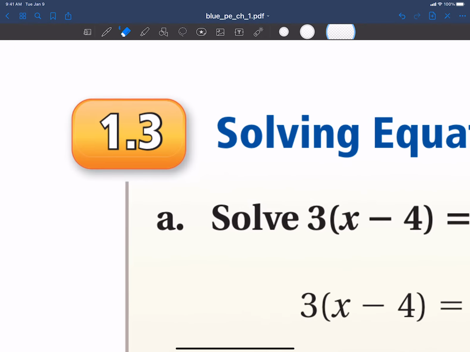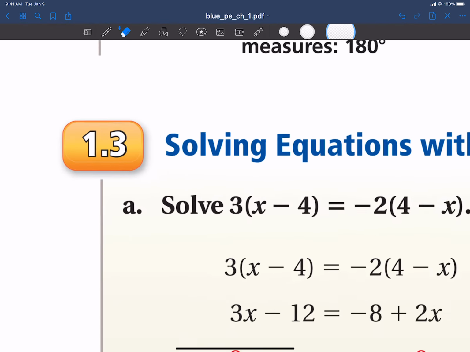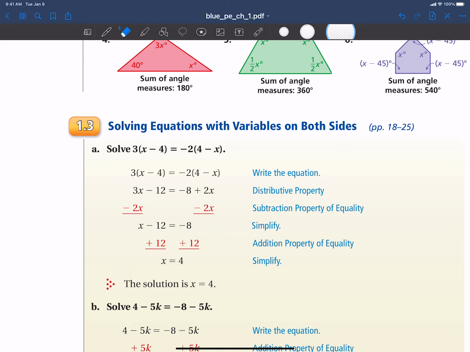Go ahead and make a new little box that says 1.3. This is where we now had x's on both sides. Not a big deal. We just had to move them together, right? Put them together. Super easy. Let's go ahead and do this example, right here, 1.3. What do you think we should do first? Okay, let's do that first.